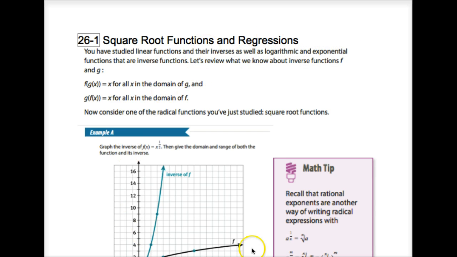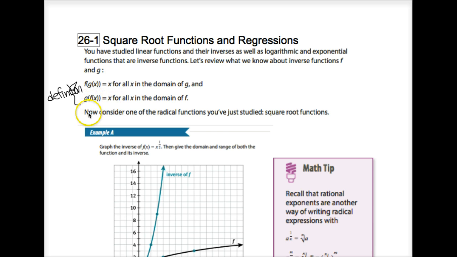So just a brief review here of what we know about inverses. First of all, up here, this is the definition of inverse. That is, if two functions are inverses, when you do their compositions, f of g of x and g of f of x, it simplifies to x, which should make sense because if they're inverses, they undo each other, which means you get back exactly what you put in, which is x.